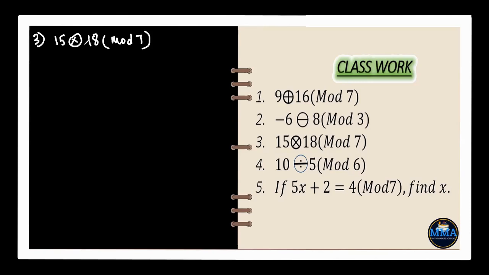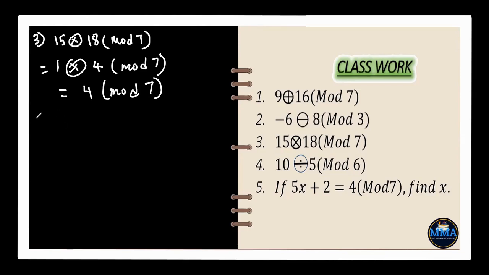So let's continue. Now, 15 divided by 7, the remainder is 1. And when we divide 18 by 7, the remainder is 4. So 1 times 4 is 4 mod 7. Then number 4.